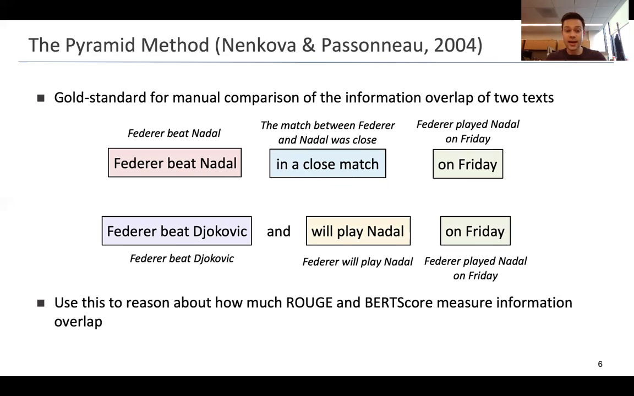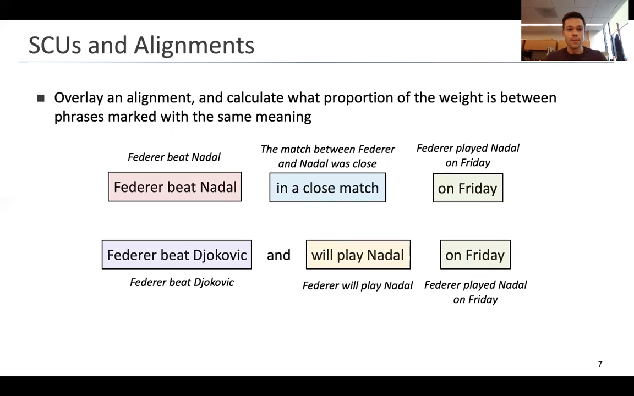And we're going to use this annotation to reason about Rouge and BERTScore. The way that we're going to do this is that we're going to take the SCU annotations and overlay an alignment, shown here for one that Rouge would find. And then we can calculate what proportion of the alignment comes between phrases which are marked as expressing the same information versus not expressing the same information.